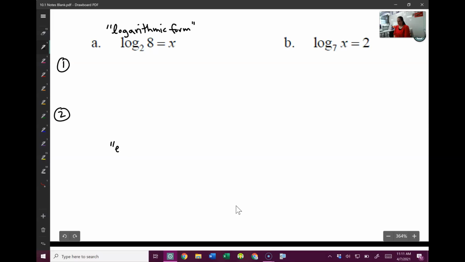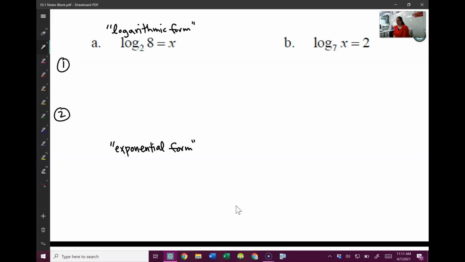into exponential form. And exponential form is something that you've seen before. It will look much more familiar. So this is the first thing we're going to learn to do. It's going to really help us solve these problems. So we're going to start right here.